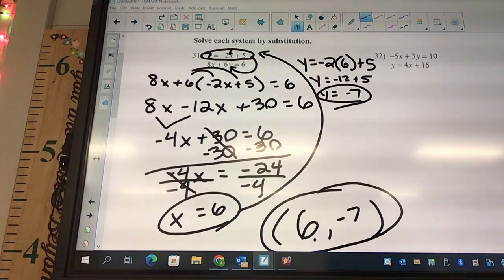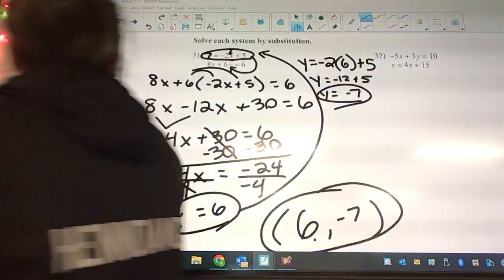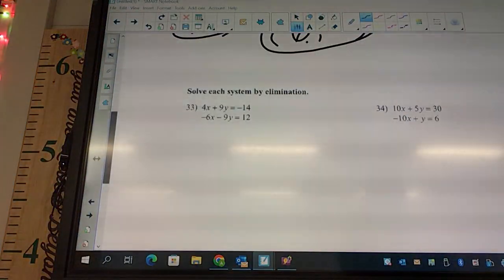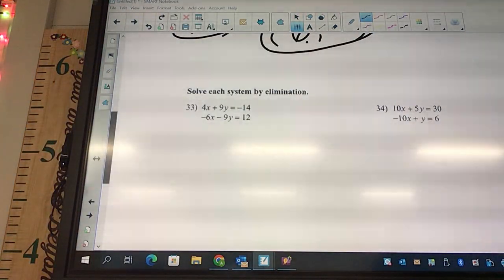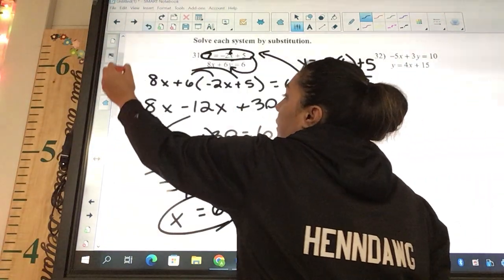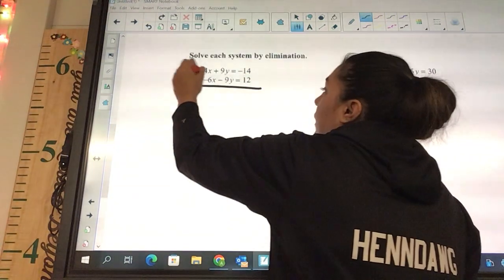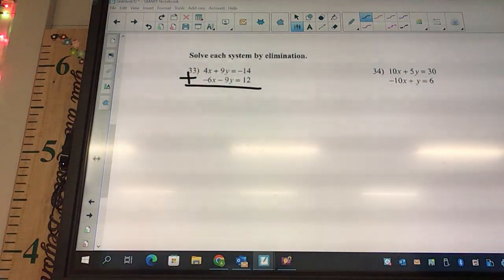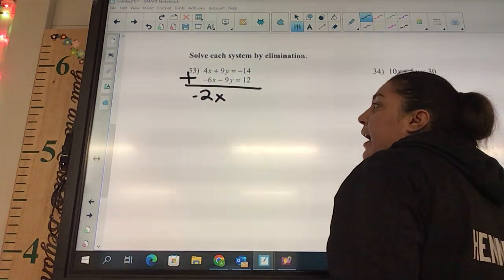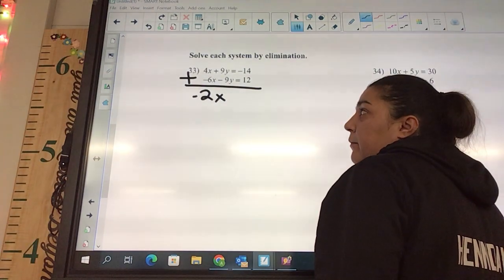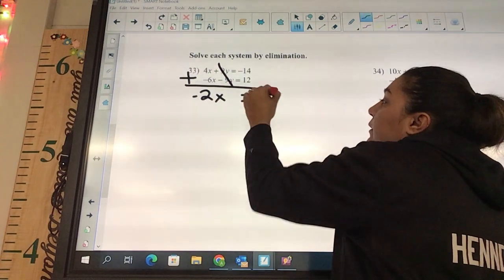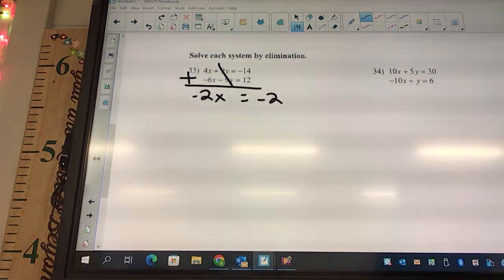Okay, last one is the elimination. Okay, so which ones have the same number and opposite signs? Which one? Y. The y's. So we can eliminate those. Okay, so what is 4 plus -6? -2x. 9 plus negative 9. 0, so they cancel. And then I got negative 14 plus 12. It's going to be negative 2.